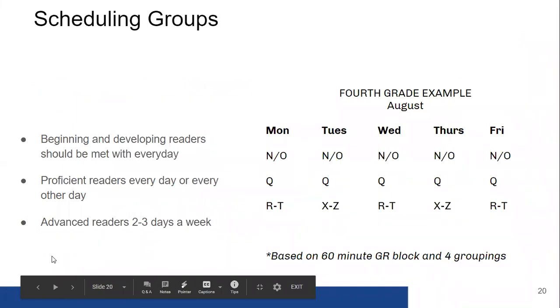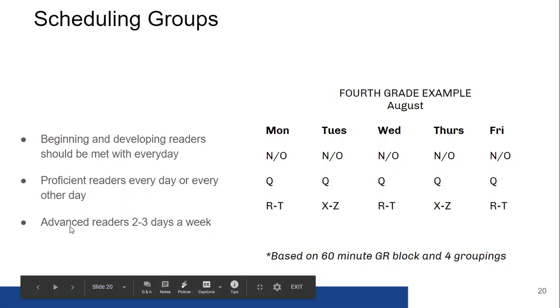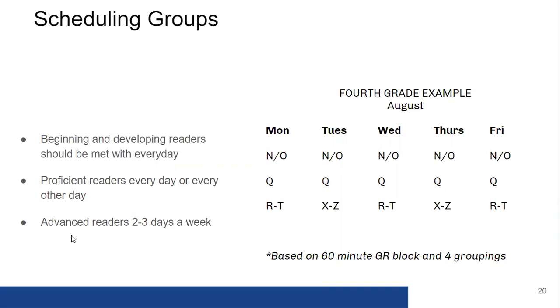So let's look at scheduling groups. This is a 4th grade example, and I base this on a 60-minute guided reading block with 4 groups. This just shows you how I would group students. These are important non-negotiables on the left-hand side. Beginning and developing readers should be met with every day. If we look at this, we can see that N through O in 4th grade would be met with every day, because they are behind and we need to get them up to grade level.